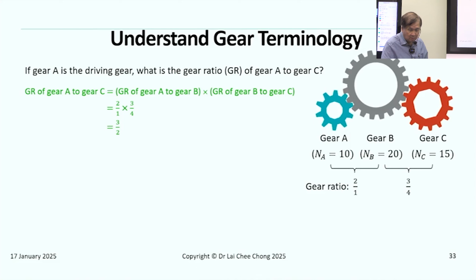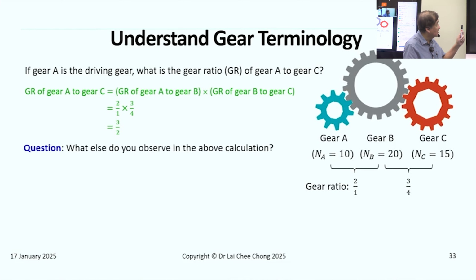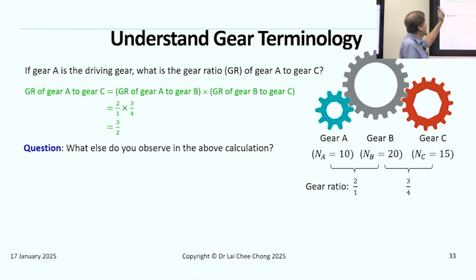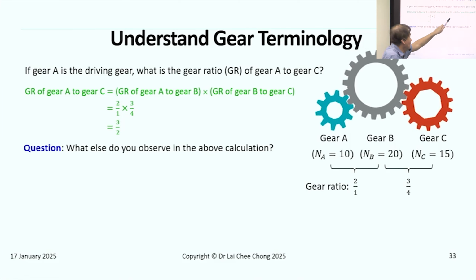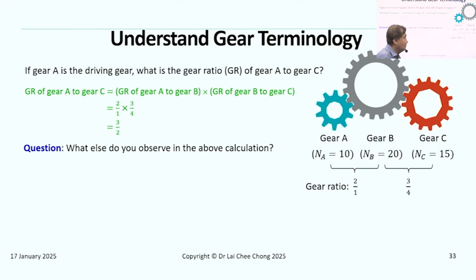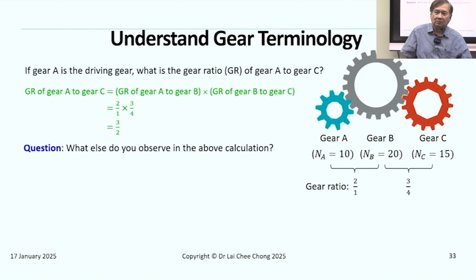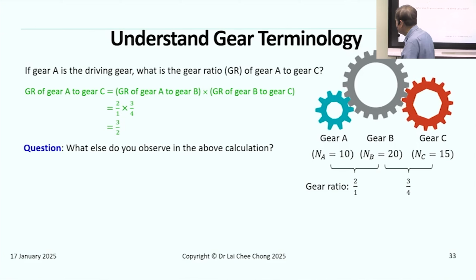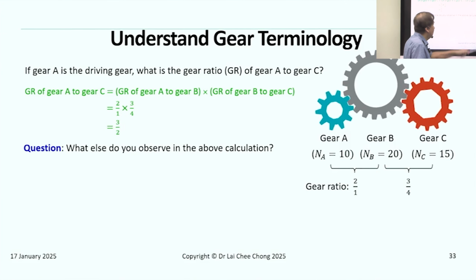Okay, now the thing is, what else do you observe in this calculation? Who can tell now? I want you to observe. I showed you the gear ratio of gear A to gear B, which is the gear ratio of A to B, times the gear ratio of B to C. So we got it, that's correct. But what else do you see in the above? Who can tell me? Can you find anything? No. What if I were to take A and C together?